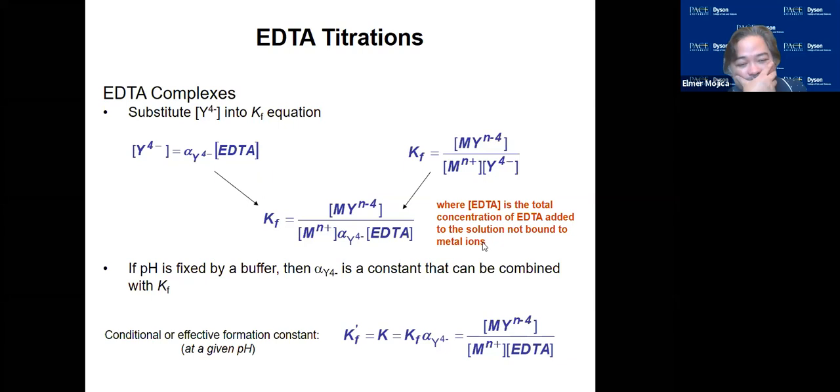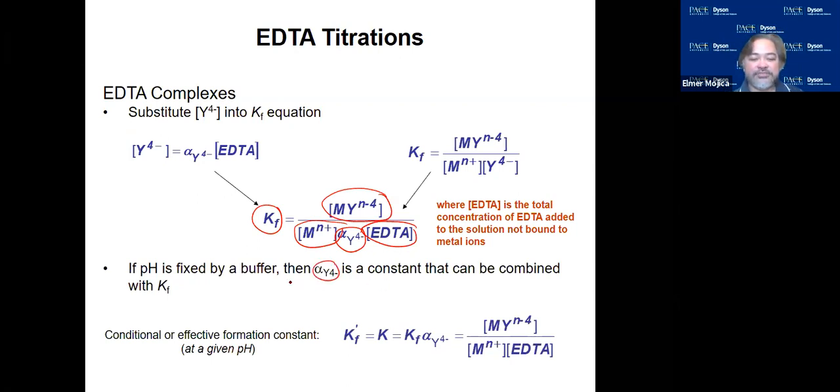So if you substitute here the concentration of the EDTA into the Kf equation, this is what you have. This is the Kf value: the concentration of the complex formed over the concentration of the metal times the alpha fraction at a certain pH and the concentration of the EDTA. If pH is fixed by a buffer, then the alpha Y4 minus is a constant that can be combined with the Kf. Okay, and you will end up getting this value here.